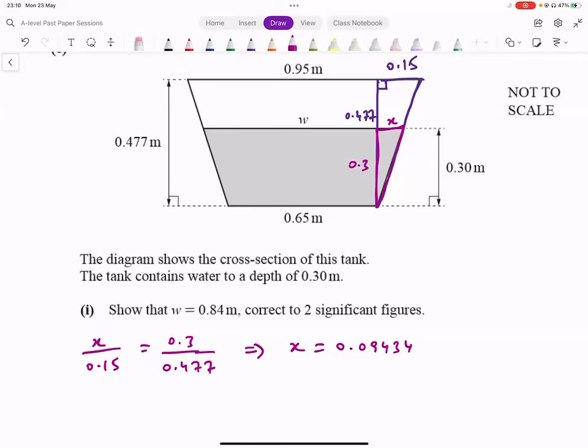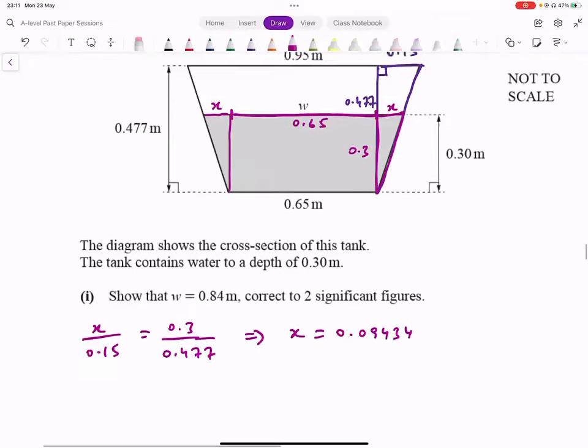Now let's think about this. If this is X, यही चीज हम left side पे भी तो कर सकते हैं ना. तो ये length भी कितनी होगी? ये भी X हो जाएगी. ठीक है. और ये middle वाला part कितना है? We know that this part is 0.65. This part is 0.65. Right? So the middle part is 0.65 and we know the value of X.